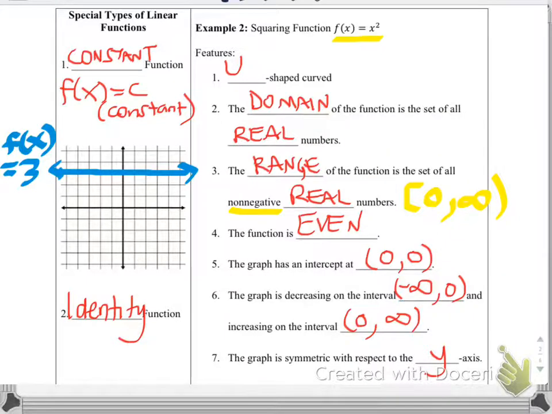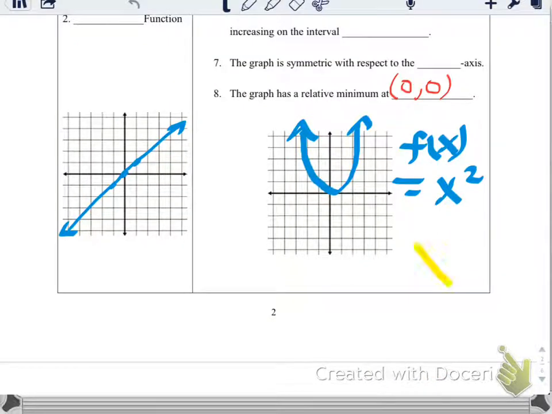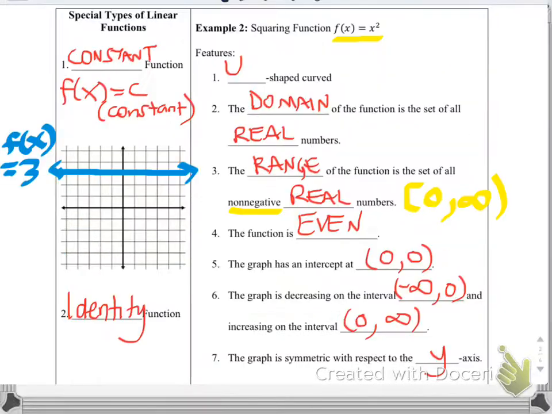to the y-axis. So here's the graph right here of f of x, and it has, number 8, a relative minimum at (0, 0) as well. Remember, we talked about that in class. So that's the graph, and you can go back and look at the characteristics again and see that it matches with what we just said.